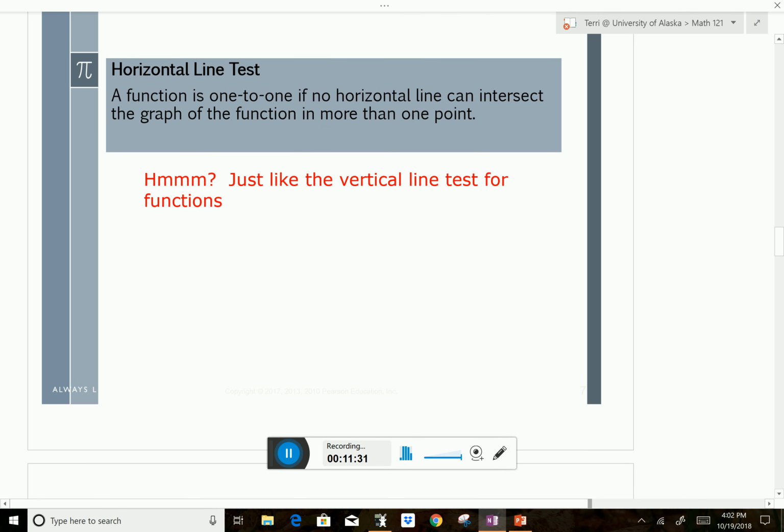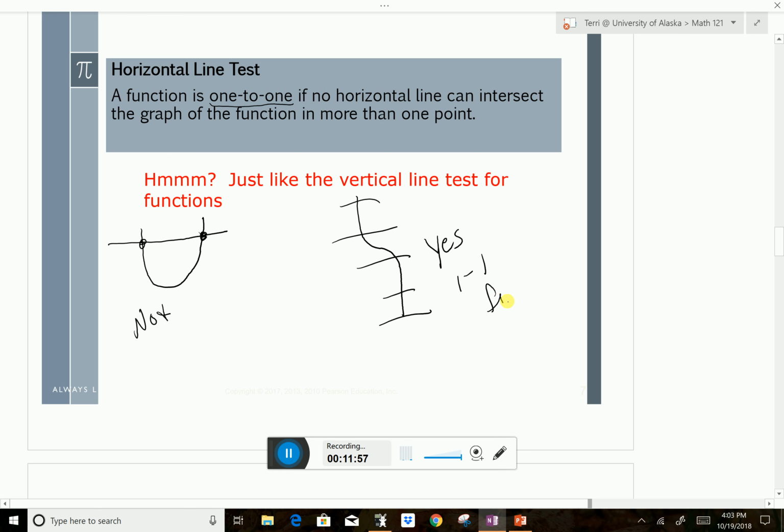And that brings me to the horizontal line test. With the horizontal line test, you can tell if a function is one-to-one. Parabolas are not one-to-one functions because I can draw a horizontal line and go through 2 points. Whereas when I did x cubed, I can't do that anywhere. So this one is a one-to-one function. And that's what the horizontal line test is.